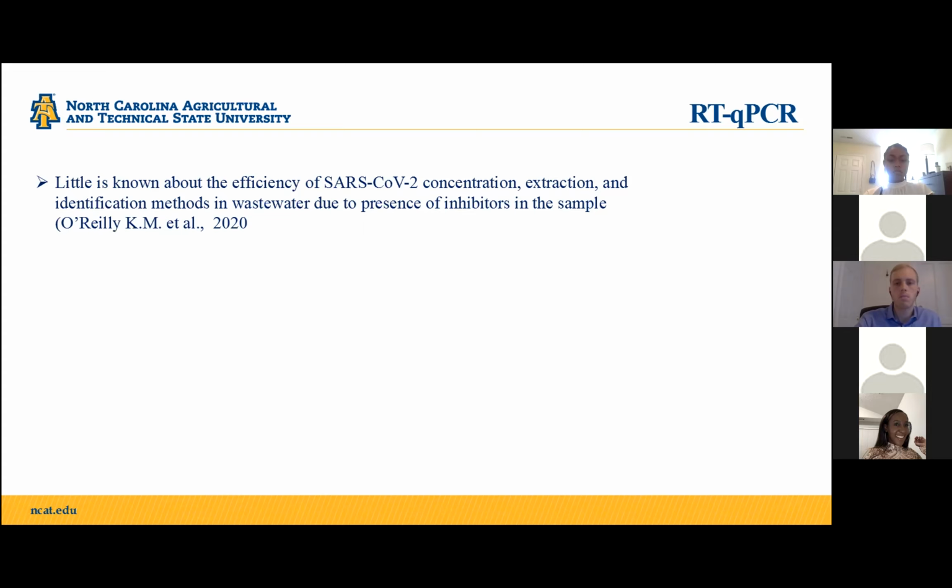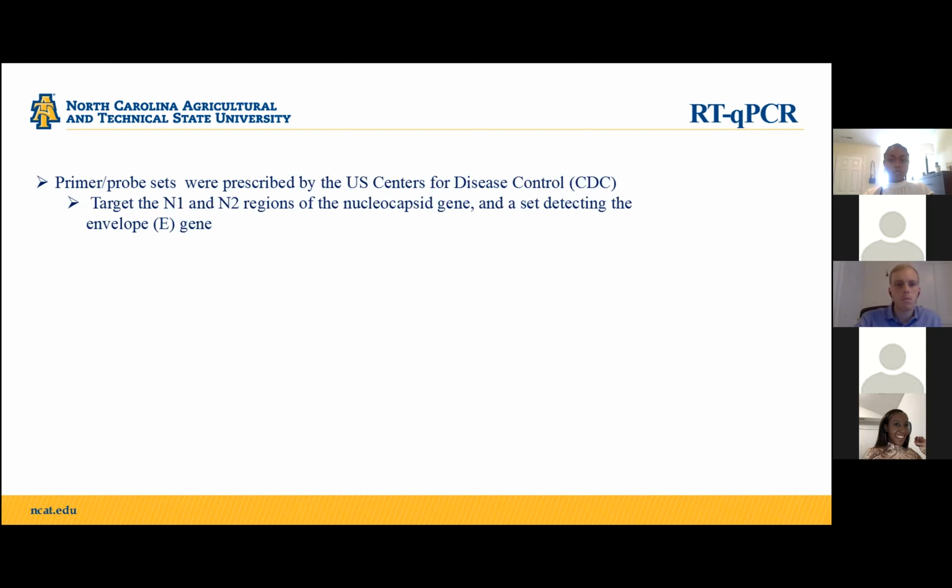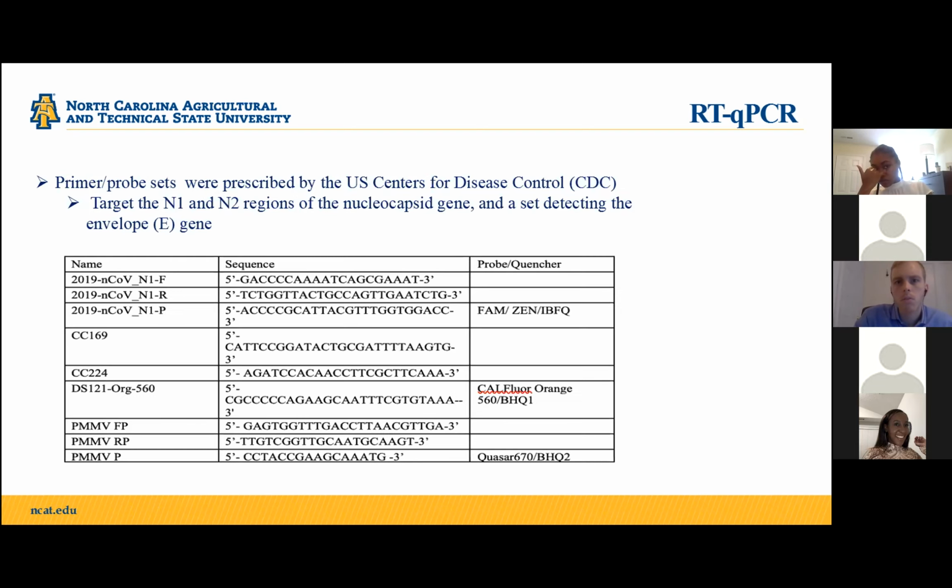RNA recovery was conducted using a detection kit for waterway samples. The primers and probe sets were described by the US Centers for Disease Control, the CDC. These probes target the N1 and N2 regions of the nucleocapsid gene and the envelope E gene, as shown in the image below.